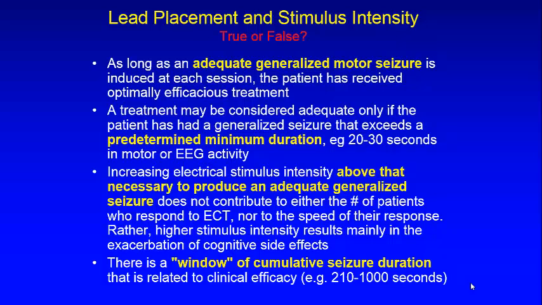And finally, the last question is: is it true that you can just add up the number of seizure seconds for each treatment, that it's meaningful to look at the total number of seizure seconds for the whole course, and that there's a certain range of, say, 200 to 1,000 seconds that would be considered a window for a response? Well, the answer to all of these questions is false.